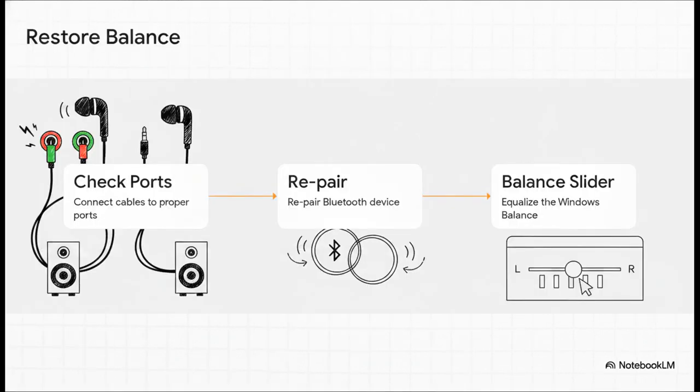Let's go through a quick physical and digital checklist to restore that balance. First, ensure both speakers or earbuds are fully connected. If you have wired speakers, make sure those right and left connectors are pushed securely into their proper color-coded ports. Second, if you're using Bluetooth, simply re-pair the device. Sometimes one channel just totally fails to sync during that initial handshake.